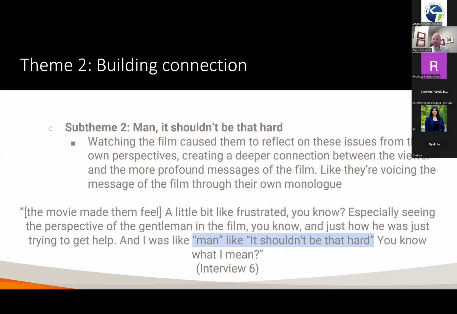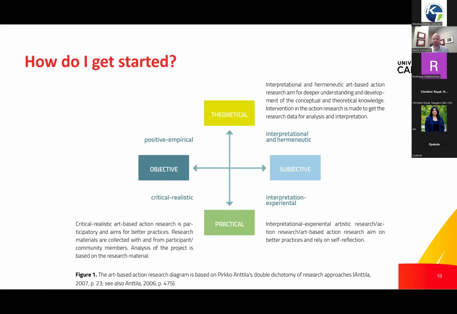So how do you get started if you want to do arts-based KT? I just put this out there. You can consult this if you'd like. I put the reference there at the bottom, but I really like this idea of deciding what you're trying to do, and is what you're trying to do objective or subjective, and is it more theoretical or more practical? Certainly a lot of what I do has been in this bottom right corner. We call it interpretational, experiential, artistic art. This is subjective work, like the stories of people, but practical in that it's meant to actually change something in practice.